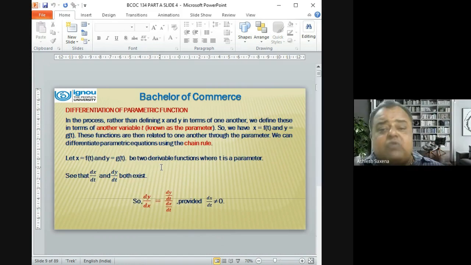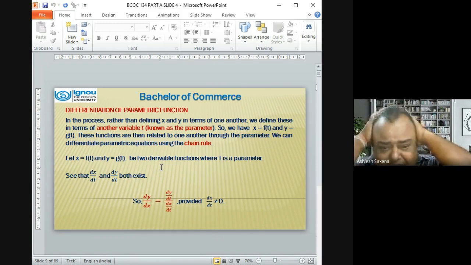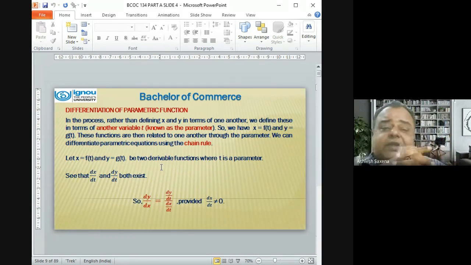Now, how to differentiate a parametric function? Till now, we have differentiated a single function. Now, here we are going to get two functions. Suppose we get x is equal to f(t) and y is equal to g(t).